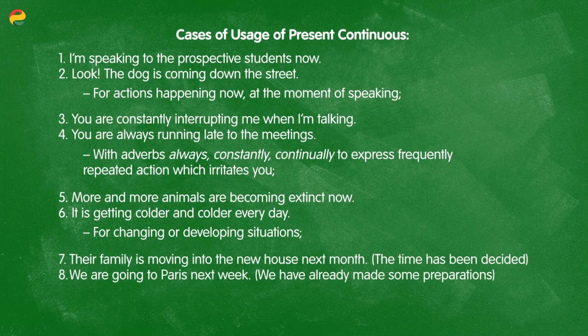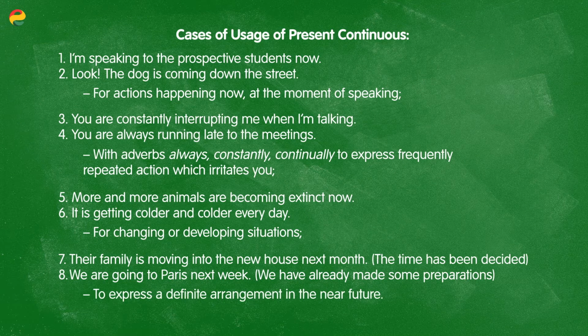But now let's read and consider two more sentences. I can still say, for example, the family is moving into their new house next week. Or, we are going to Paris next week. And here I'm using the present continuous tense to talk about events that will happen in the near future. They are plans that have already been decided and made.